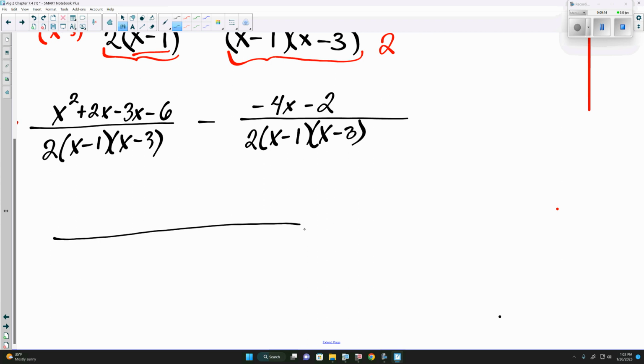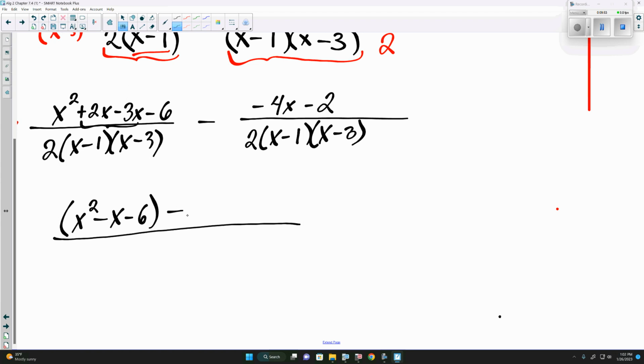Any questions on this so far? Now, the next thing we're going to do is kind of 2 steps in one. Now, we do need to combine like terms here, yes? I feel like y'all are comfortable enough to do these 2 steps at once. Because one thing we're going to do is combine like terms. 2x minus 3x is negative x. And we're going to make this one fraction. So we're going to combine like terms and put it together. Kind of 2 steps in one.